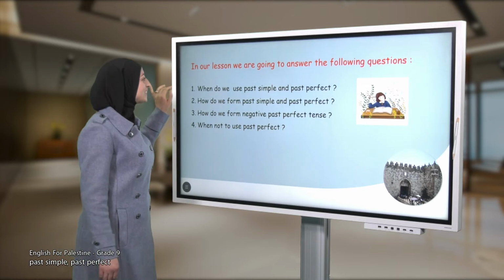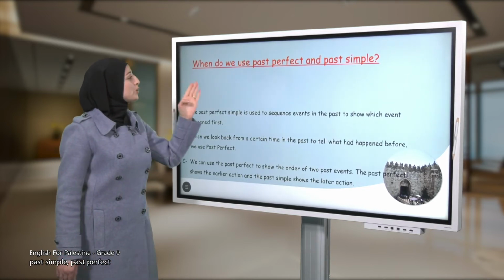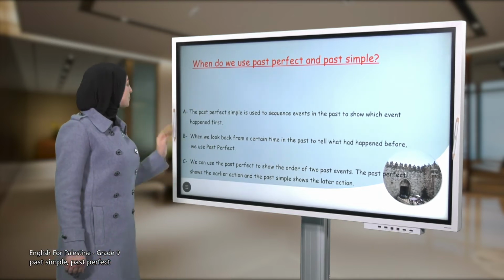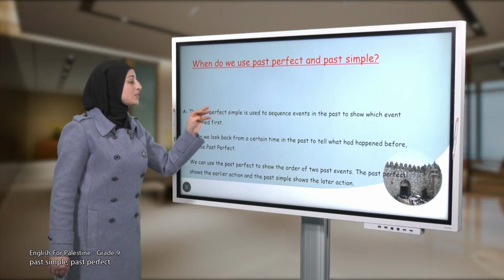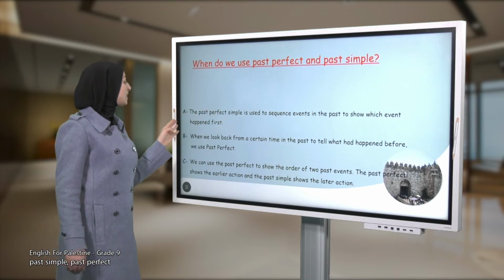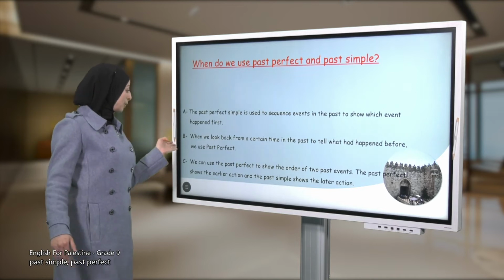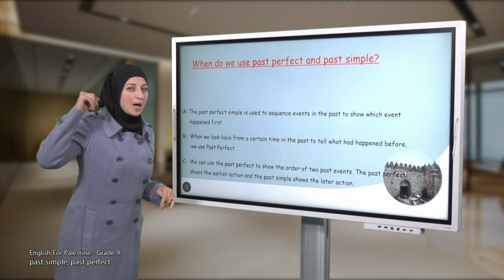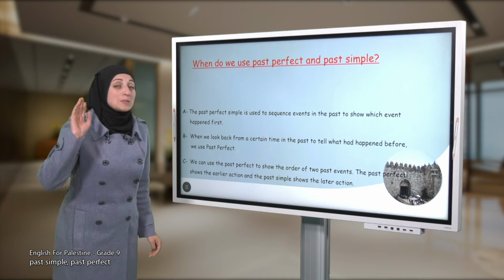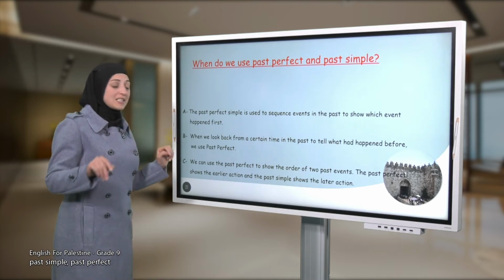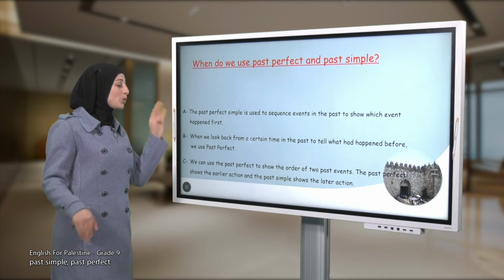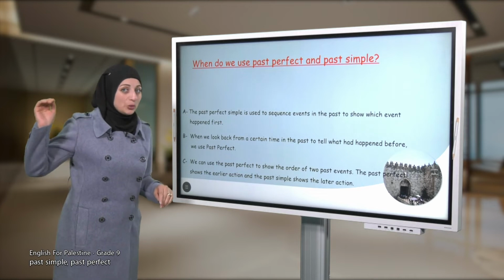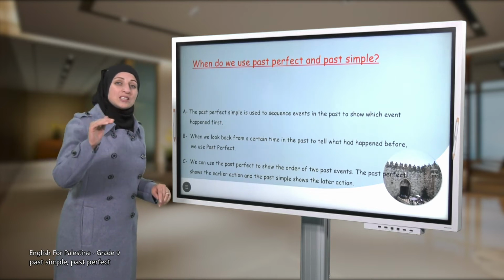Let's start. Question number 1, when do we use past perfect and past simple? Let's start with past perfect. The past perfect is used to sequence events in the past to show which event happened first. Number B, when we look back from a certain time in the past to tell what had happened before, we use past perfect. We can use the past perfect to show the order of two past events. The past perfect shows the earlier one, and the past simple shows the later one.